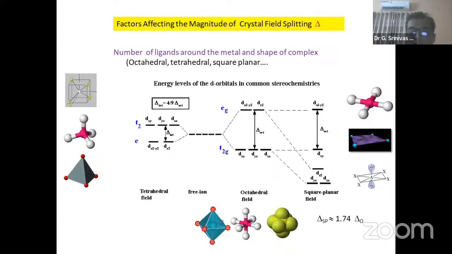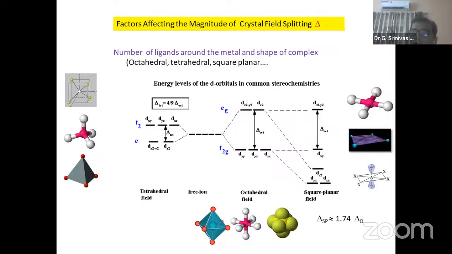Here, in the middle of the octahedral field, the degeneracy of the d orbitals is removed, and the d orbitals will be split into two sets of orbitals, that is T2g and eg. As I said earlier, the orbital lobes which are located on the axis, that is dz square and dx square minus y square, will be there on the axis only. So that's why they are called axial orbitals.